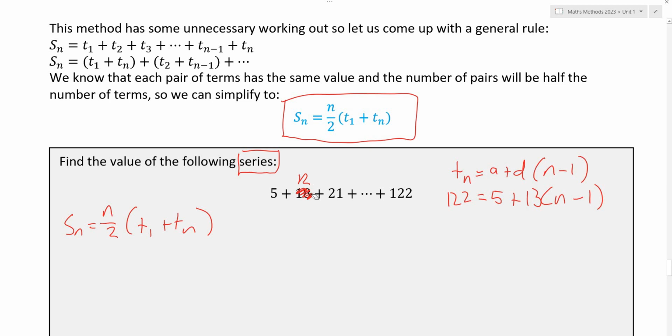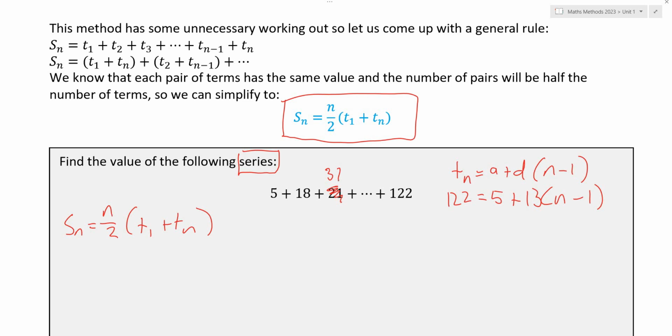Oh no, 31 would work because then it's going up in 13s. Yeah, good point, Lachlan. 31. Good pickup. I'm going to throw this across the room soon. 31. Okay, and then it's going up in 13s.